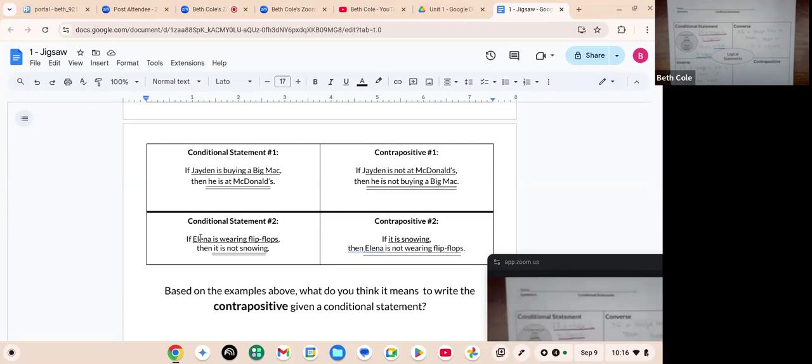So what happened? The first part was Big Mac. The second part was at McDonald's. So good. We flipped it like with converse, and we negated it. Let's read the second one. Good job. If Elena is wearing flip-flops, it is not snowing. If it is snowing, then Elena is not wearing flip-flops. So we swapped them and put not or took not out. So we swapped them and we negated it. So it's like a converse and an inverse put together. Okay?